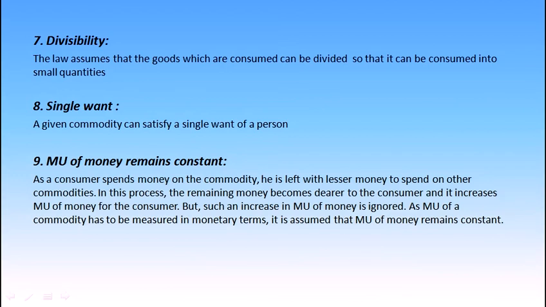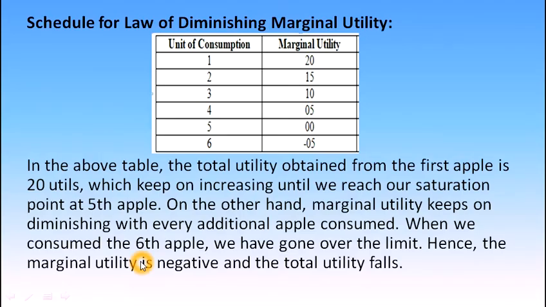So after assumptions, now we will start with the law of DMU. The law starts with the schedule. Here you can see the schedule of the diminishing marginal utility. Here you have two columns: units of consumption and the marginal utility.